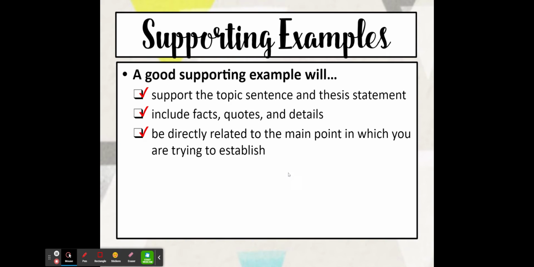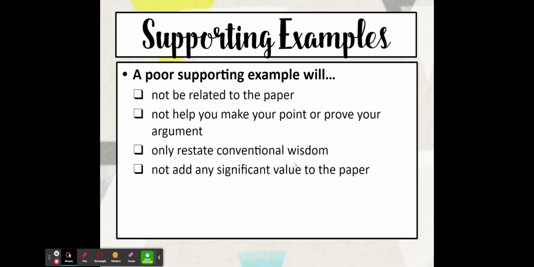So remember, this is the evidence that you are pulling from a document of some type that has to be credible. A poor supporting example will not be related to the paper, will not help you make your point or prove your argument, will only restate conventional wisdom, and will not add any significant value to the paper. These are also pieces of evidence that are topic adjacent.